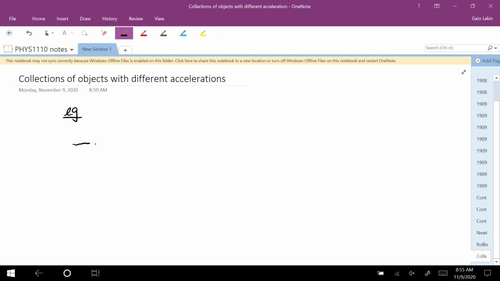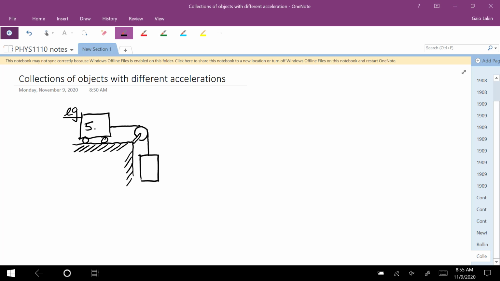So if you had, say, a ledge with a pulley over the ledge, and a cart here, and then a cable going over the pulley connects that cart to a hanging mass. And I'm going to do this as an example, so let me give these some masses so we can do math with it. Let's say that this one is 5 kilograms and this one is 1 kilogram.